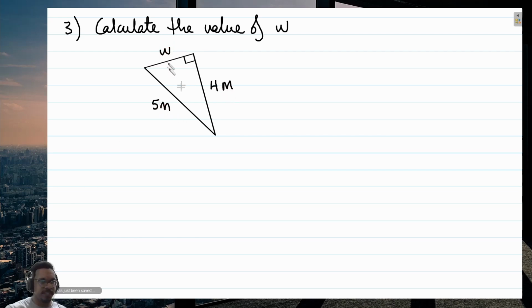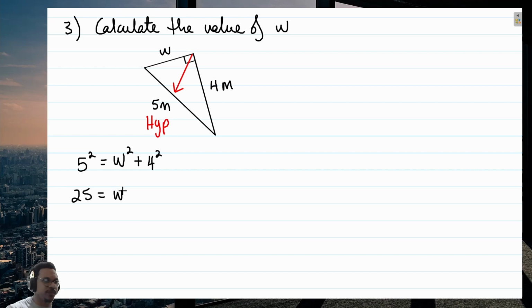So the first thing I'll do is draw a line from the right angle to identify what is the hypotenuse. So the 5-meter line is the hypotenuse. So the square on the hypotenuse, so that's 5 squared, is equal to the sum of the squares on the other two sides. So that'll be w squared plus 4 squared. So 5 by 5 is 25. That's equal to w squared. And 4 by 4 is 16.